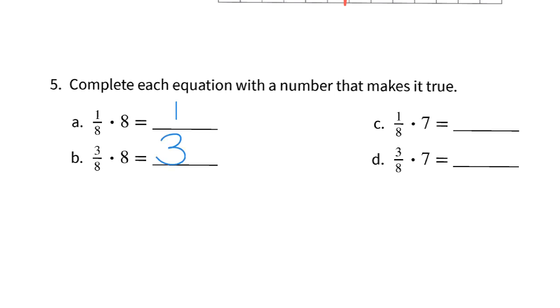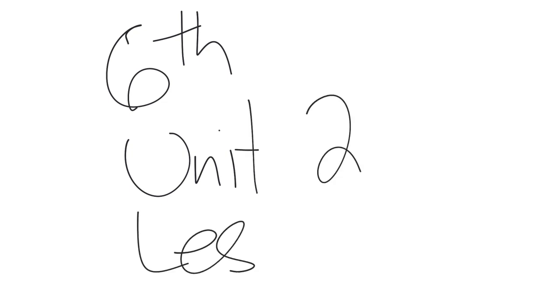And then we can go over here, 1/8 of 7. 1/8 of 7 is going to be 7/8 because you got to divide, right? 7 divided by 8 is 7/8. And then 3/8 is going to be 3 times as big, so that's going to be 21/8. And that wraps up Grade 6, Unit 2, Lesson 2.